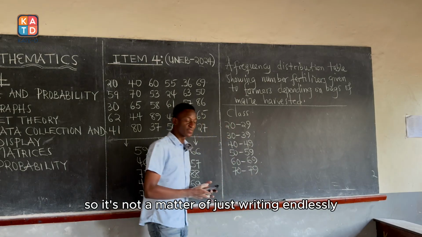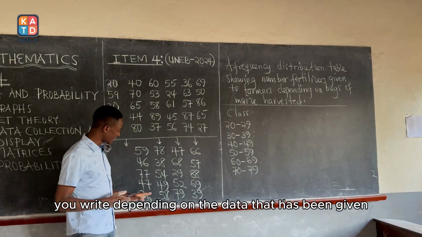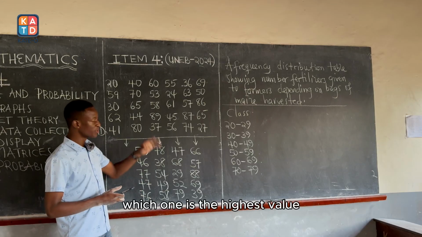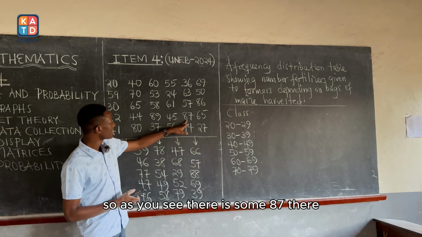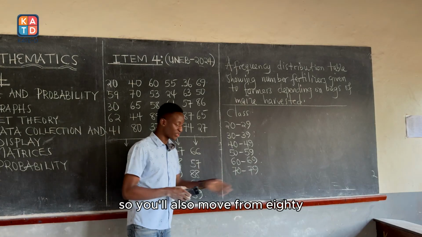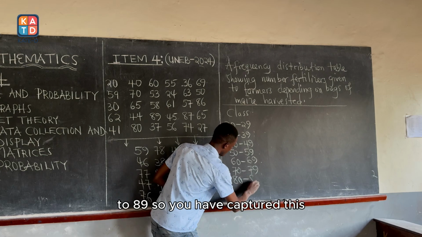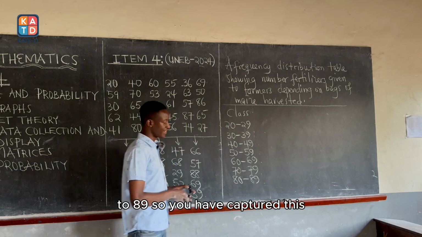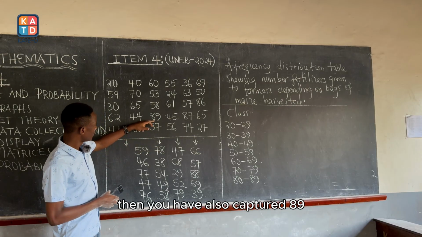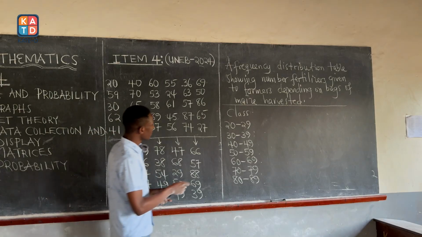So it's not a matter of just writing endlessly. You write depending on the data that has been given. Which one is the highest value? Which one is the least value? So as you see, there is some 87 there. So you can't stop on 79. So you'll also move from 80 to 89. So you have captured this. Then you have also captured 89. So I think that is it.